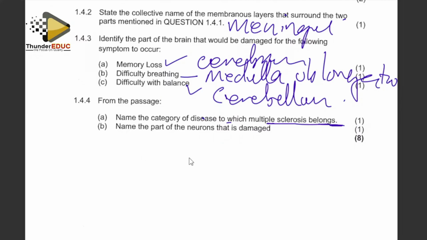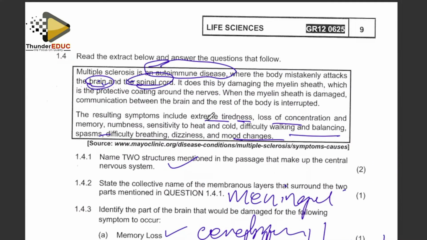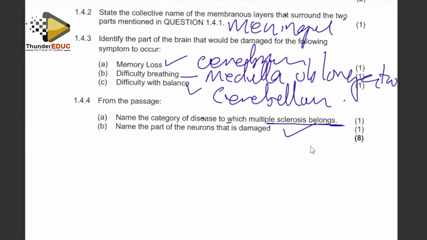Then they are saying, name the part of the neuron that is being damaged. Which part of the neuron is being damaged is the myelin sheath. I think they talked about it here, damaging the myelin sheath. So that one is also done.